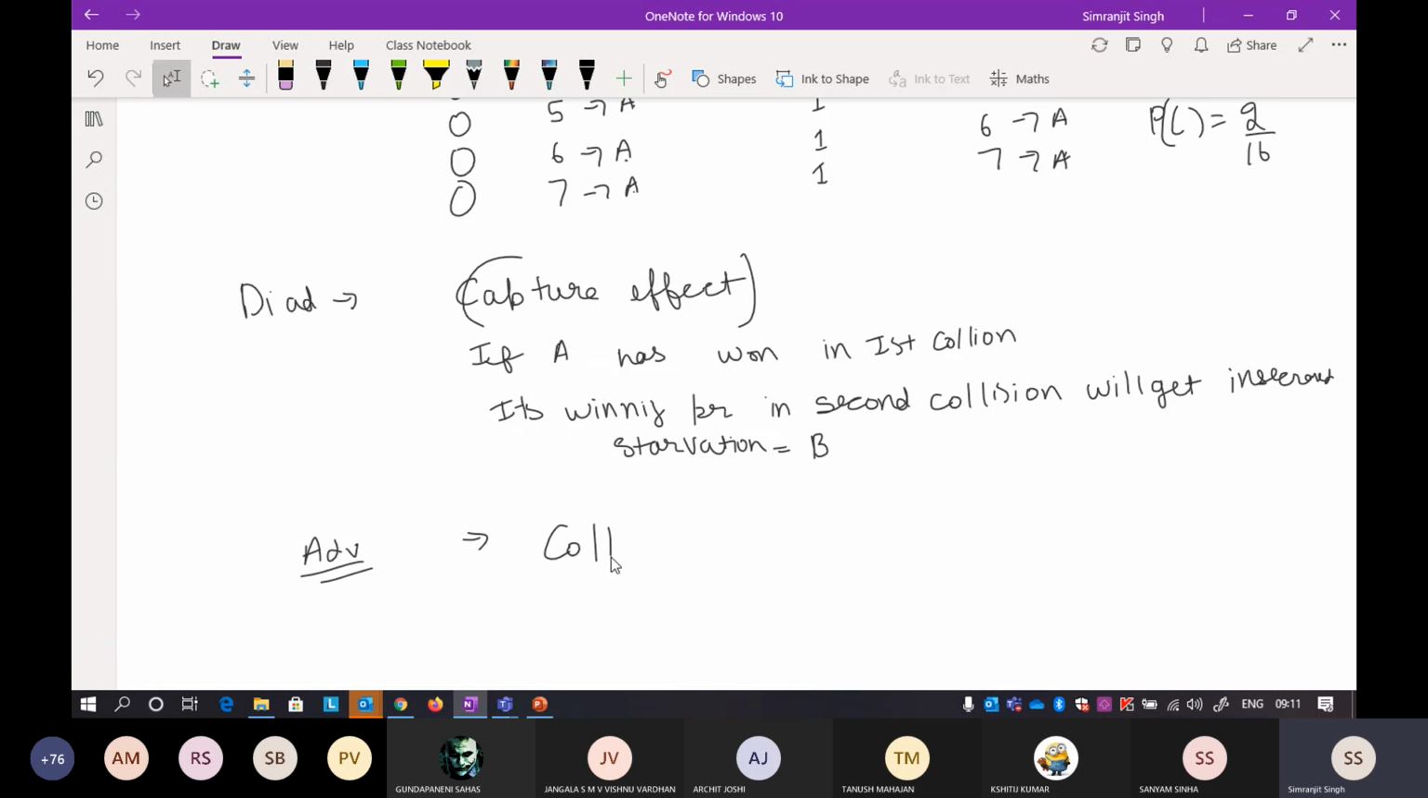The advantage is that collisions are decreased; the collisions are decreasing exponentially at every turn. So it has certain disadvantages, and it has a certain advantage also.